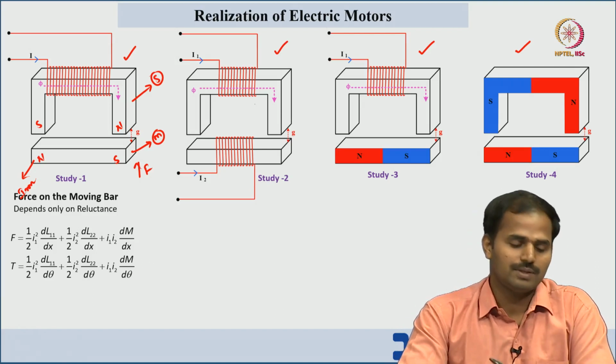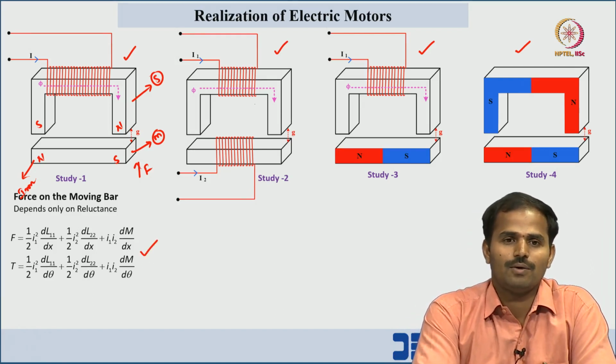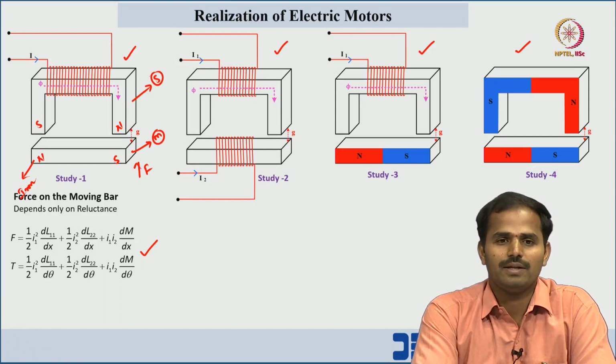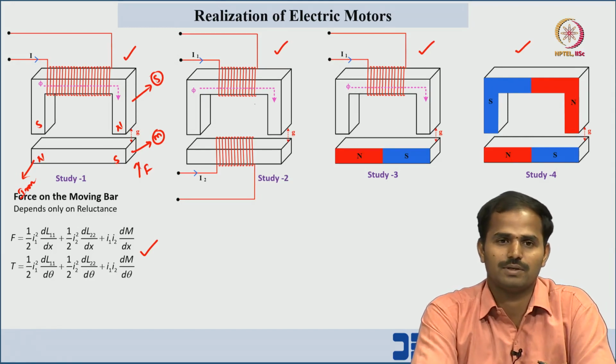For the force terms in the equation we saw in the last lecture, only the reluctance term will be there in the force equation. If I talk about the rotating system, torque depends on the reluctance. There is no mutual term, only reluctance torque will be there in this kind of system, that is Study 1.